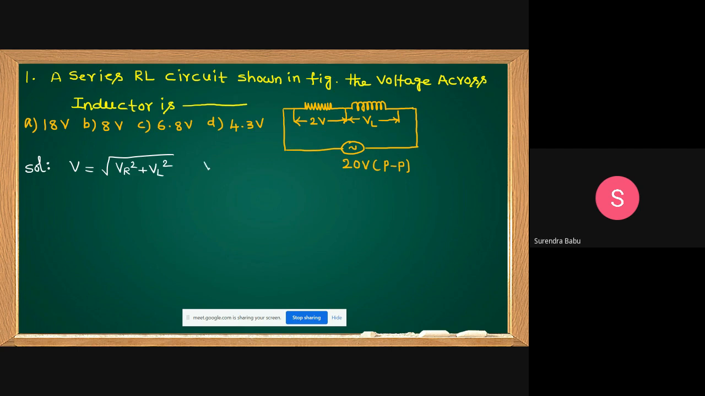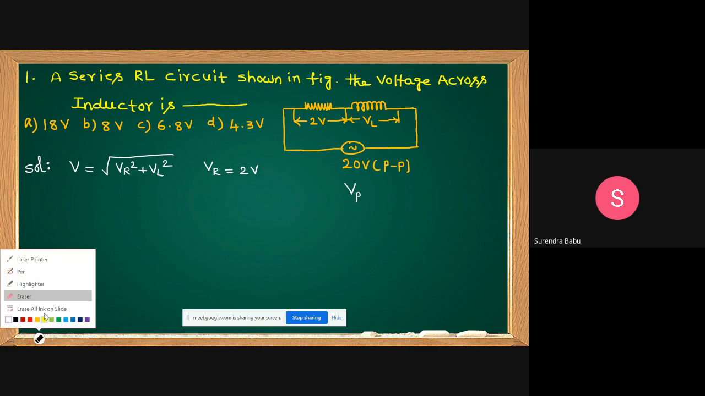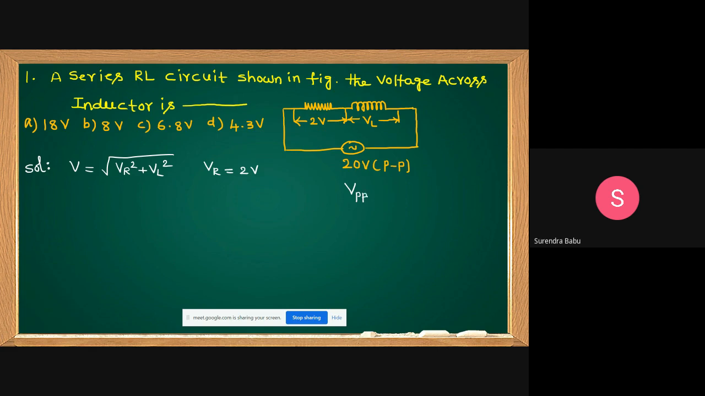And VR is given, sir, as 2 volts. But I told already, this is the supply. It is given that the peak to peak value is 20 volts. These models are framed in competitive exams. This observation is important: don't substitute 20 volts directly. If you substitute 20 volts directly, whatever answer you get is also there in the options, but it is a wrong answer.